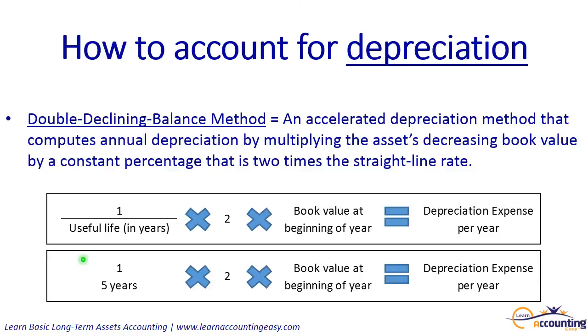Well, with the double declining balance method, the double is kind of indicating that we're going to double something here. And what we double is this percentage. So now we take this, what was 20% for us, multiply that by 2. Now we're at 40%. So it becomes 40%. We multiply that by whatever the book value was at the beginning of the year, and that gives us the depreciation expense per year.